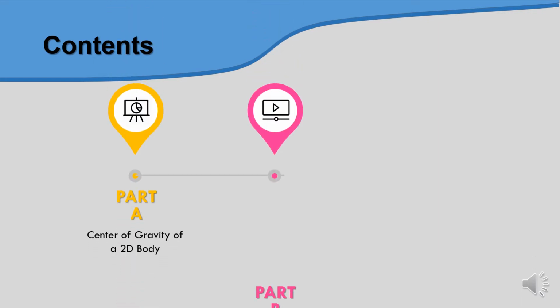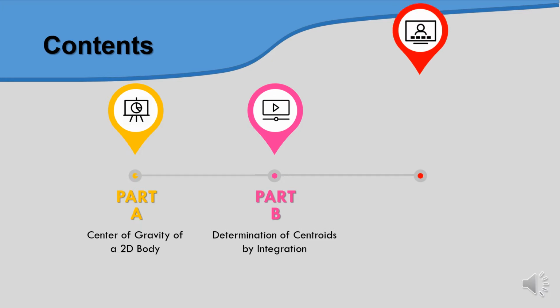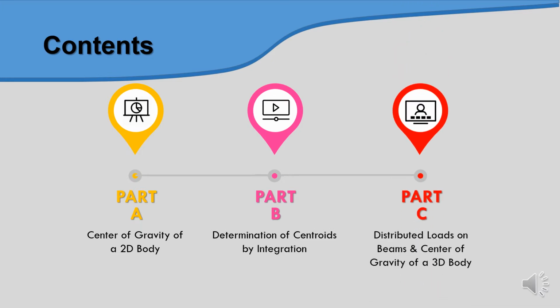In this chapter, we will divide it into three parts. Part A is the center of gravity of a 2D body. Part B is the determination of centroids by integration. And finally, Part C is distributed loads on beams and center of gravity of a 3D body.